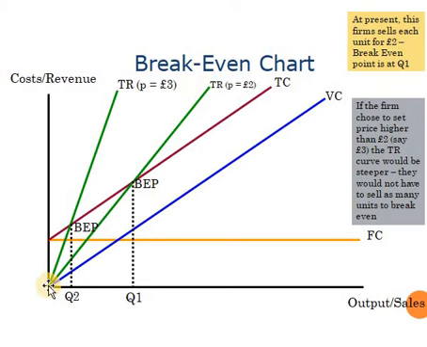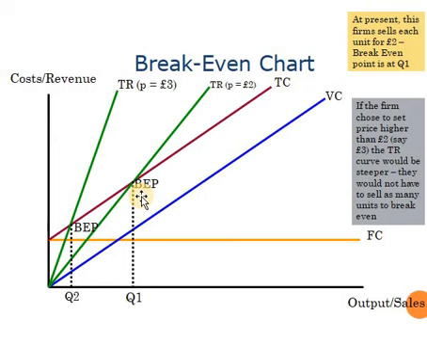As the quantity increases, the total revenue will increase. So you will see this is the break-even point. So I need to sell Q1 quantities at a price of $2 each to break even.